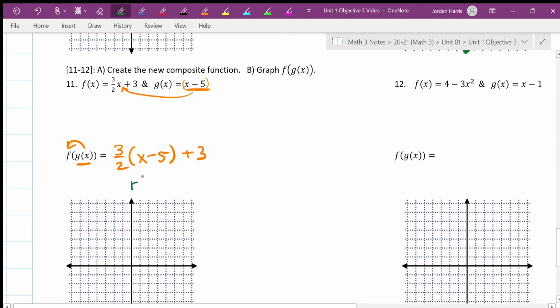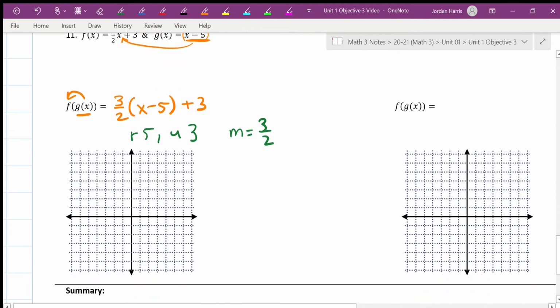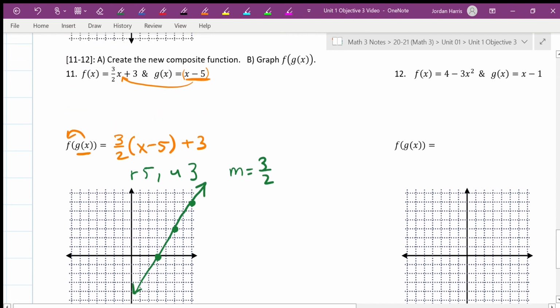So I have right 5, up 3 shift. With a slope of 3/2. So right 5, up 3, slope up 3 over 2. Don't have any room to go that way, so I can go down 3 left 2. Remember opposite. As long as you do have a line. I know it's linear because it is not squared. Okay. Doesn't have absolute value, and there's no exponents.